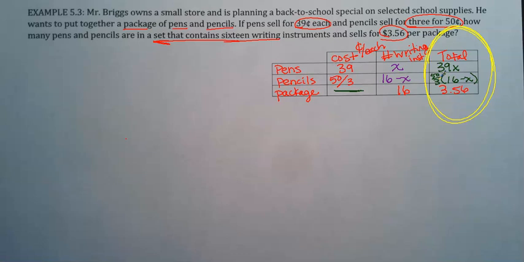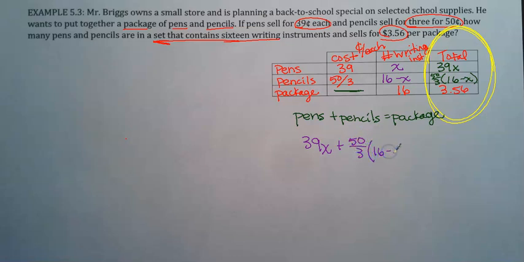Okay, so how do we set up our equation? Think through that. We're taking our pens and combining them with our pencils to make up the package, or the set, for the back to school set. So we're going to take our 39x, because that's our total for our pens, and add it to the pencils, the 50 thirds times the quantity 16 minus x, which is going to equal the $3.56.